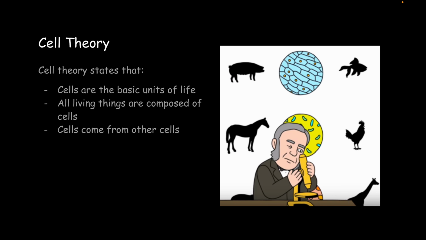So before we get into cells, we need to know what cell theory means. There's three components to cell theory. It states that cells are the basic unit of life, for one. Two, all living things are composed of cells. And number three, cells come from other cells, which means if you want to get a new cell, it has to come from a previous cell via mitosis or meiosis if you're the sex cells.